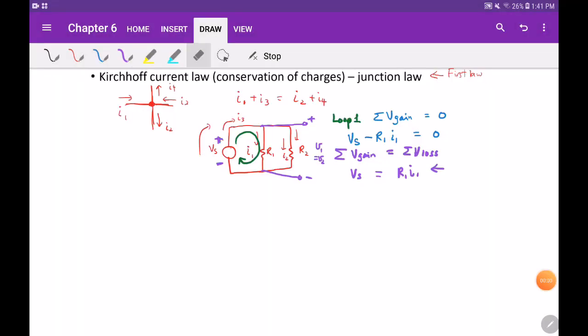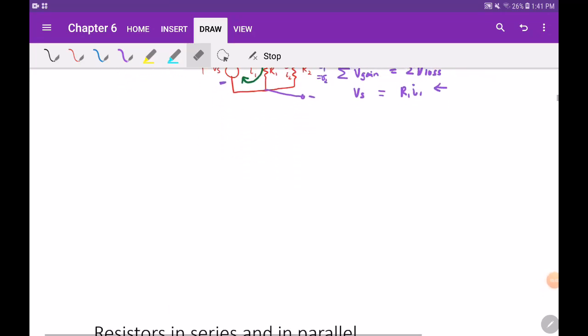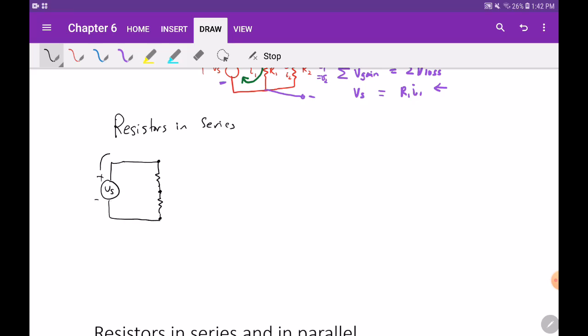So now let's do an example. Let's analyze resistors in series and resistors in parallel. Resistors in series are resistors where you have the start of a resistor, the end of a resistor, and then another one starts right away and ends. And you have a voltage source, Vs, plus and minus. That means current wants to flow this way. You have an I.